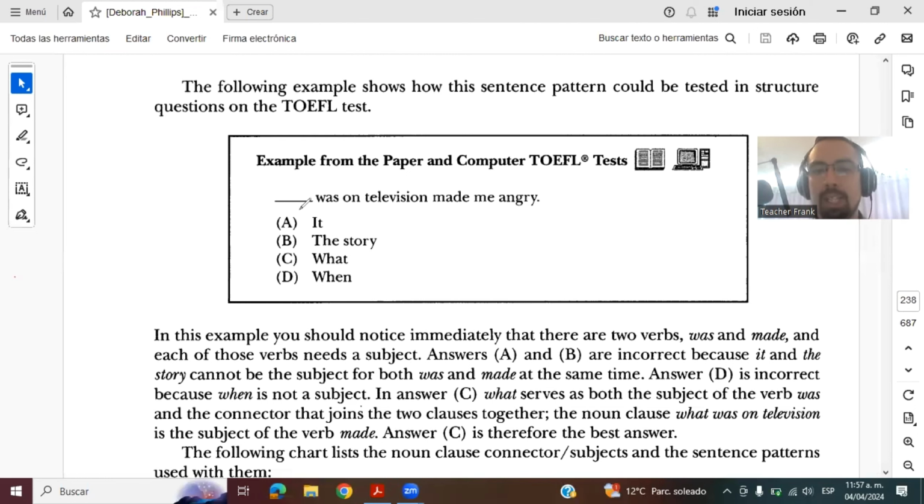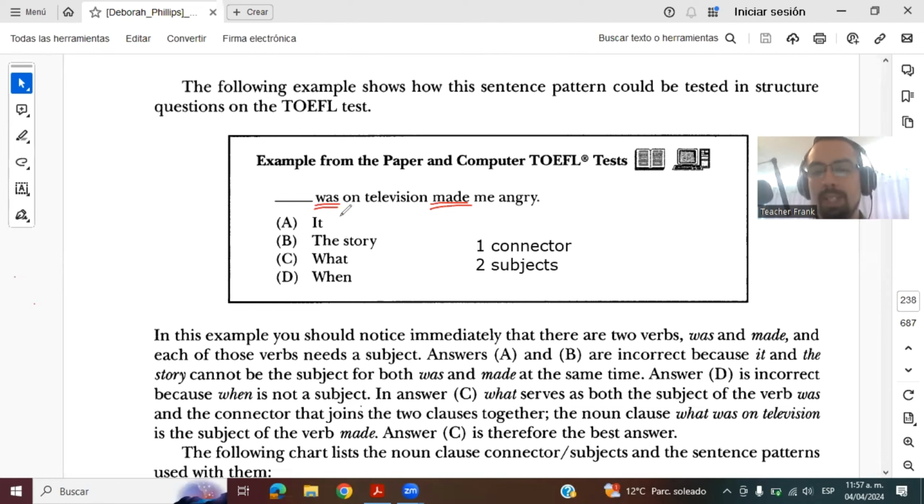But let's check it. Okay, so we have a verb right off the bat. Was on television, made me angry. We have another verb. So we have two verbs. What do we need if we have two verbs? We need one connector, right? And two subjects, right? We need two subjects and one connector for this sentence. Now, our options are it, the story, what, or when.